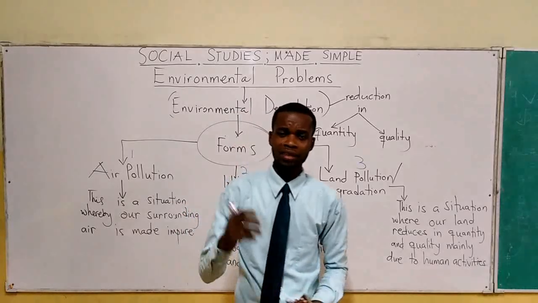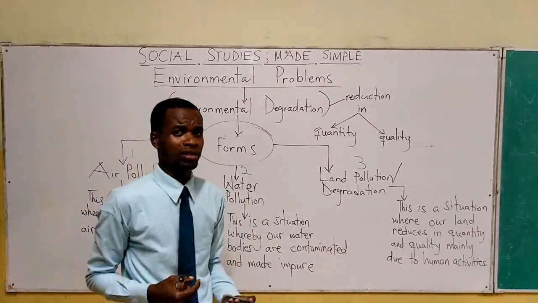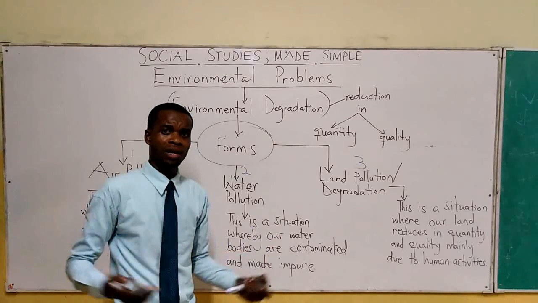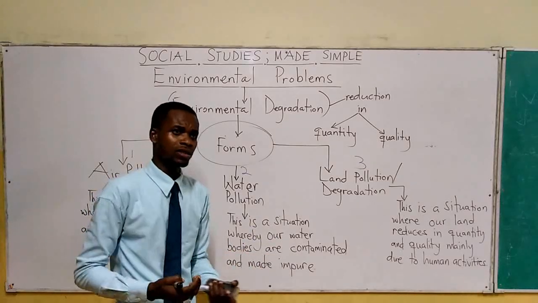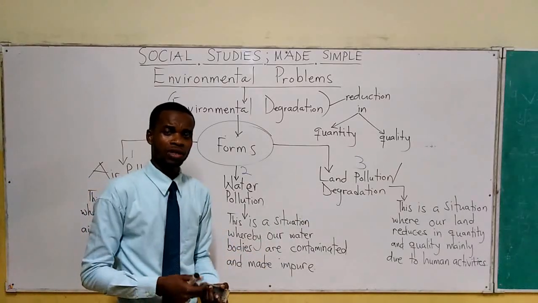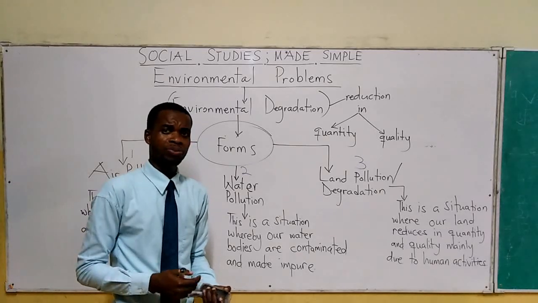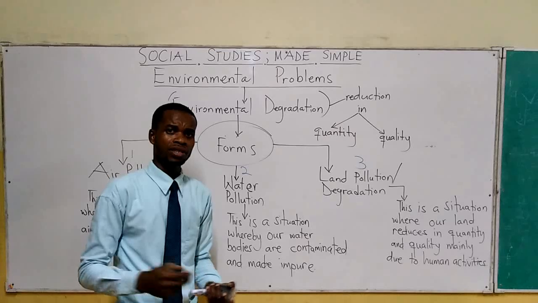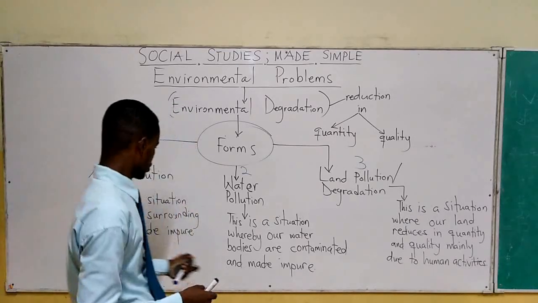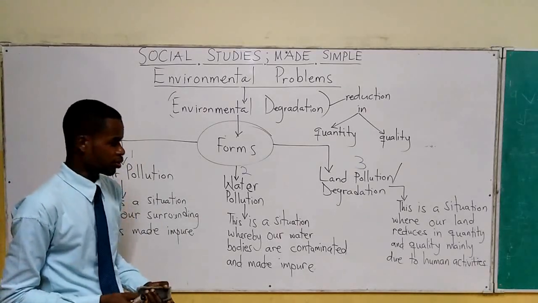Those who live close to industrial areas, you see a lot of the industrial activities releasing poisonous gases into the atmosphere. Areas around Tema, where we have Tema oil refinery, where we have these factories producing a lot of gases into the atmosphere when they are preparing the diesel, the petrol, with the crude oil. Those are some of the things that can make our air impure.